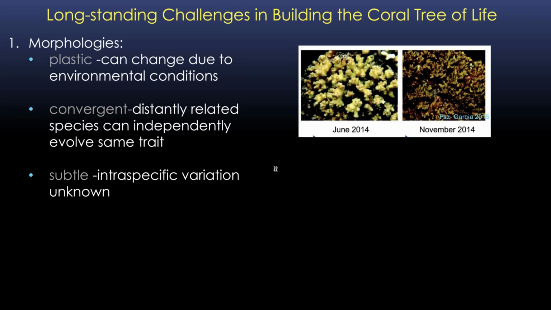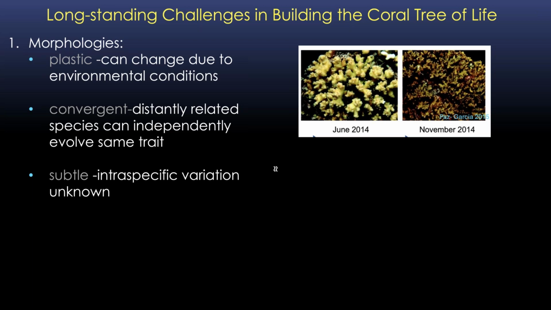One is morphological characters. So the morphological characters that have been traditionally used to discern one species from another, or to place certain species into particular higher level groups like families or orders, for example. Some of these morphologies can be convergent, meaning that distantly related species can independently evolve the same trait. And that has led us to group species together in a taxonomic framework that are distantly related. Some morphologies are highly plastic, meaning that they can change due to changing environmental conditions.